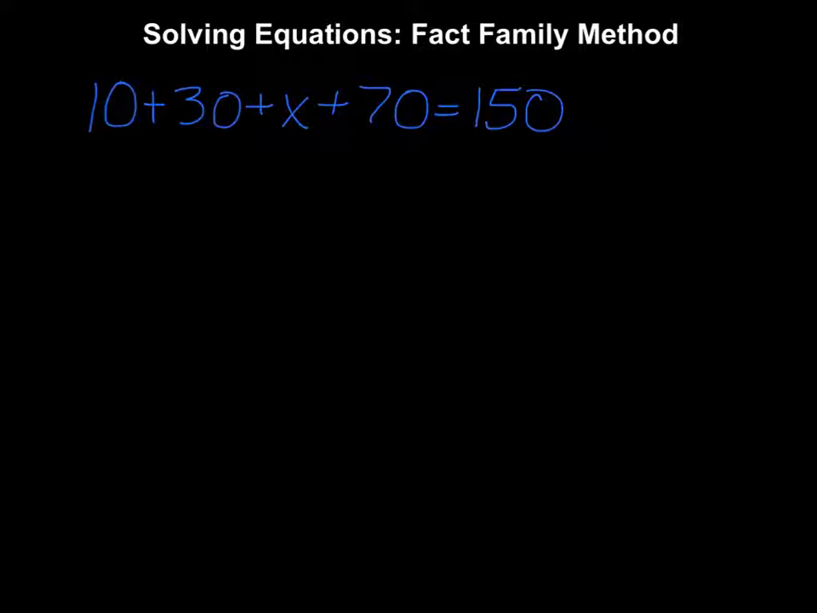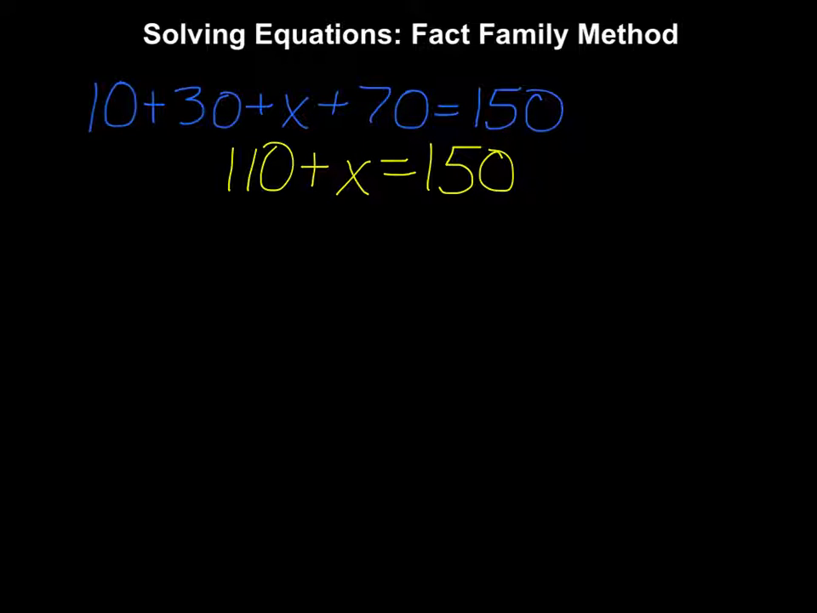For our last example, we're going to take a look at 10 plus 30 plus x plus 70 equals 150. So we have the problem copied, but notice that we have a bunch of addition here with more than one add-in that we know. So that means that I can go ahead and add these up and simplify this first. So this is the first time we're going to take advantage of that half step, and we're going to simplify. So 10 plus 30 is 40, plus 70 is 110. So we have 110 plus x equals 150.